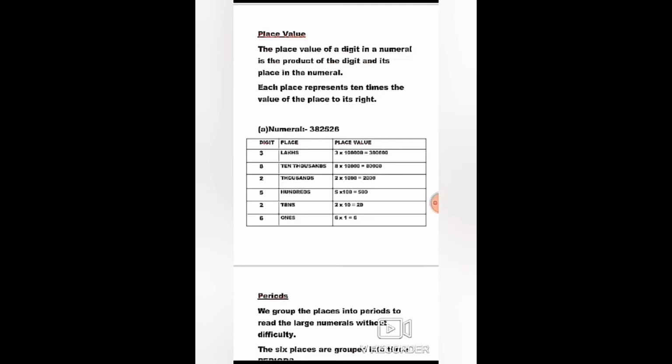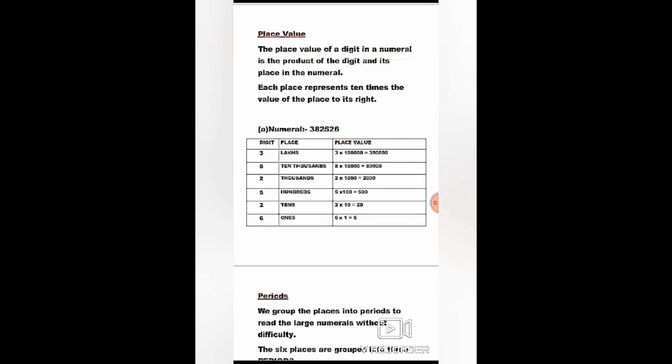Here the numeral is 3,82,526, and you have to write the place and place value of different digits. Place of 3 is lakhs, and its place value is 3 into 1 lakh, that is 3 lakh. The place of 8 is 10,000s, and its place value is 8 into 10,000, that is 80,000. The place of 2 is thousands, and its place value is 2 into 1000, that is 2,000.